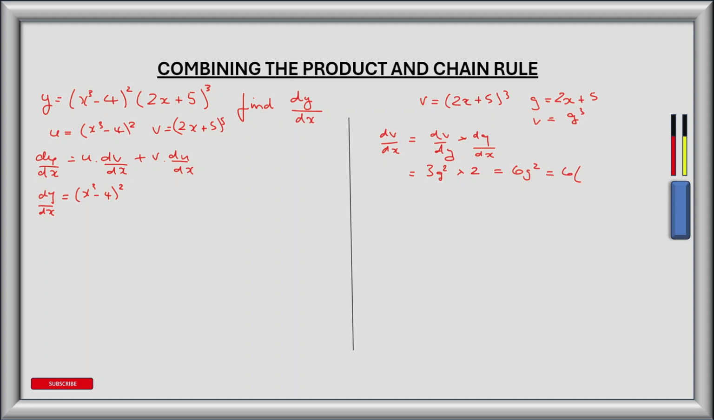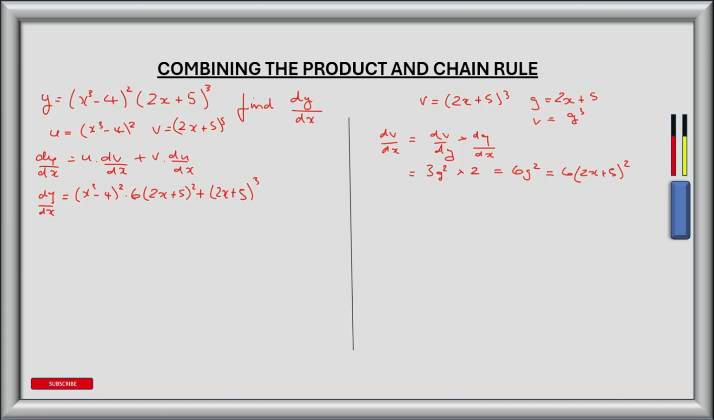So g is 2x plus 5, and that's all squared. So that's multiplied by 6 times (2x plus 5) squared. So plus v, which in this case is (2x plus 5) cubed, and that's multiplied by du by dx.